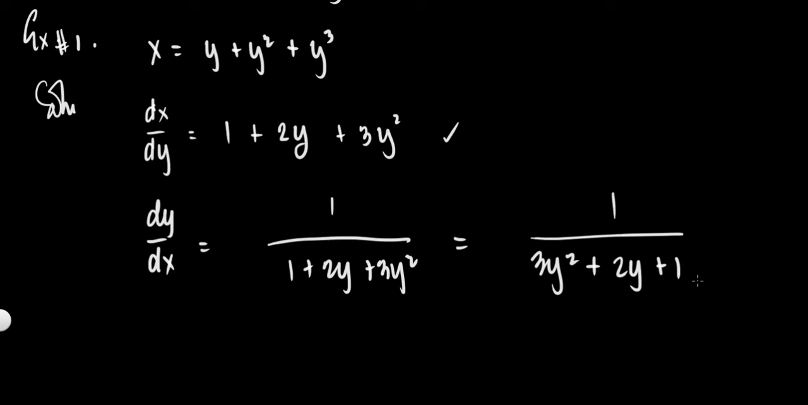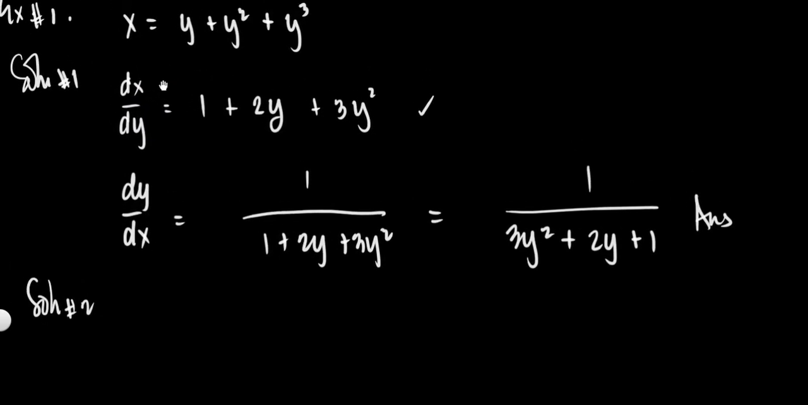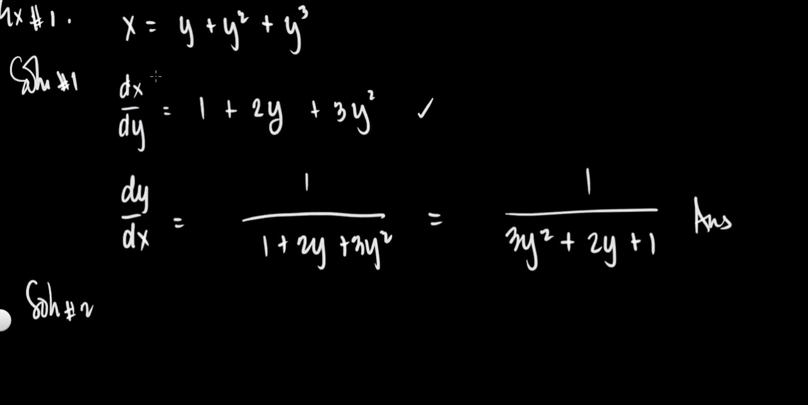Nire-write lang natin. Okay, so this is your answer. Let's say this is solution number 1. Paano kung gusto ko naman gamitin yung ordinary lang, dx over dy agad? Gaya ng ginagawa natin sa mga previous examples. Pwede rin. Okay, hindi na natin gamitin yung inverse function rule. Pwede naman. So, let's say solution 2, from x equals y plus y squared plus y cubed.